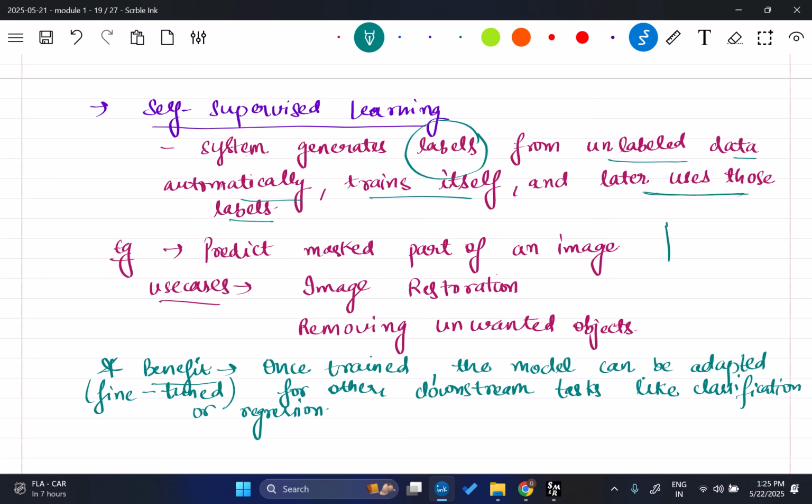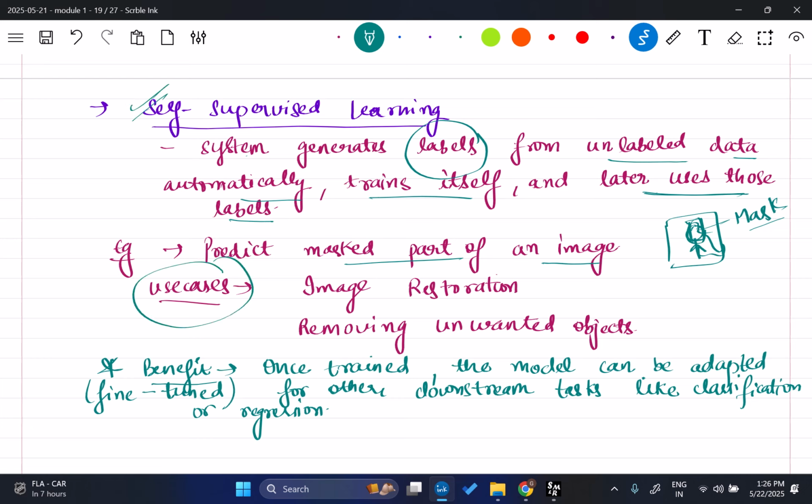Let's suppose you have an image of a cat sitting. I don't know how to draw a cat, but let's draw it like this. Let's suppose the face is not visible to you. The face is masked, but the rest of the body of the cat is visible. If you need a model which can predict the masked part of an image, the face of the cat, then you are going to apply the self-supervised learning concept.